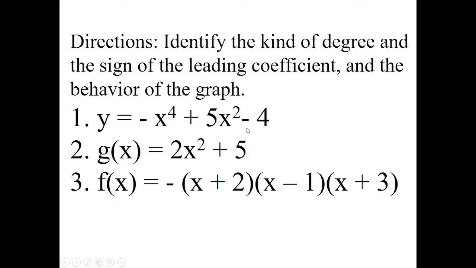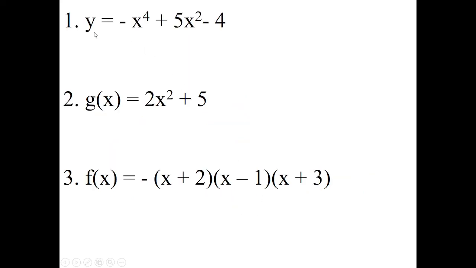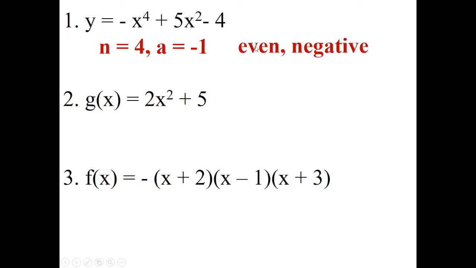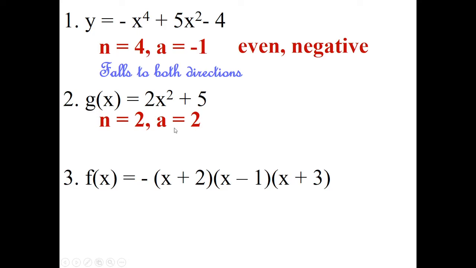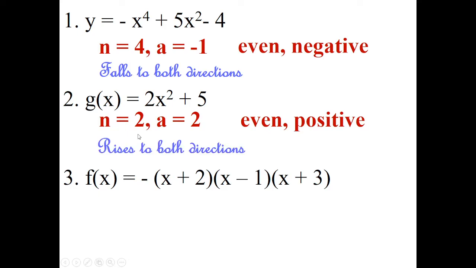Okay, so try this one. Identify the kind of degree, the sign of the leading coefficient, and the behavior of the graph. So, let's see. Number 1, n is 4, a is negative 1, so it's even negative. So in short, it falls to both directions. Number 2, n is 2, a is 2, so it's even positive. So it rises to both directions.